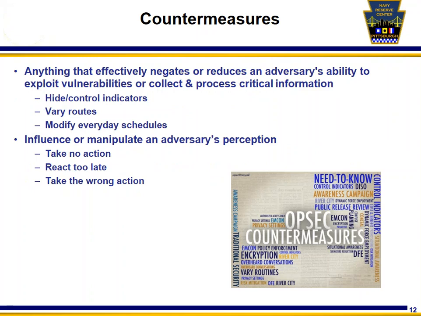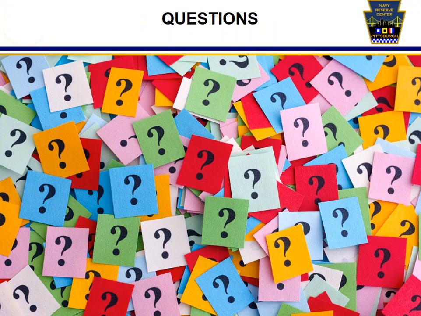Countermeasures: anything that effectively negates or reduces the adversary's ability to exploit vulnerabilities or collect and process critical information. So hide, control indicators, vary routes, modify everyday schedules. The influence it has in manipulating an adversary is they might not take an action, they'll react too late, or take the wrong action. So show up at the wrong time. I can say that ASF and most MAs standing watches do RAMs all the time. Those things mitigate indicators all the time, as does moving the brow from forward to aft on the ship. Any questions? Opsec.